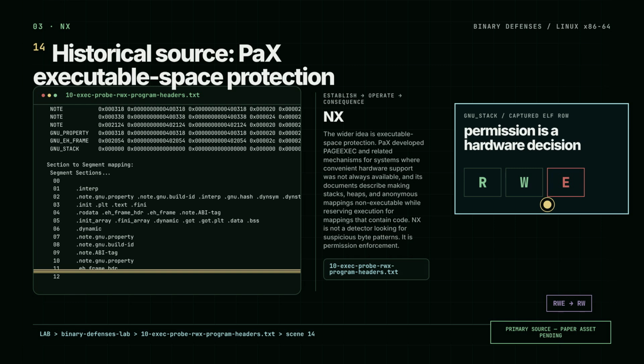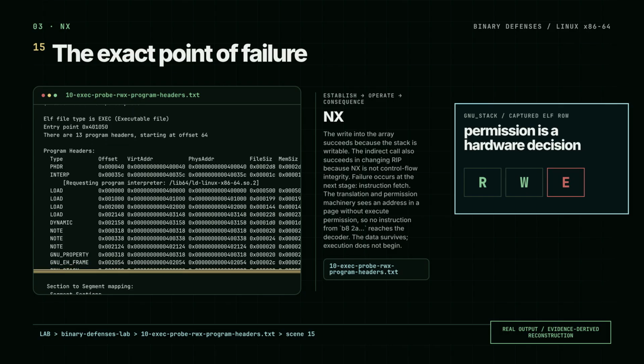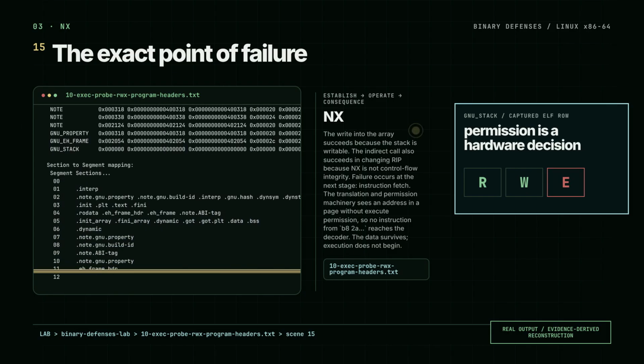It is permission enforcement. The write into the array succeeds because the stack is writable. The indirect call also succeeds in changing RIP because NX is not control flow integrity. Failure occurs at the next stage, instruction fetch. The translation and permission machinery sees an address in a page without execute permission, so no instruction from B8 reaches the decoder. The data survives, execution does not begin.